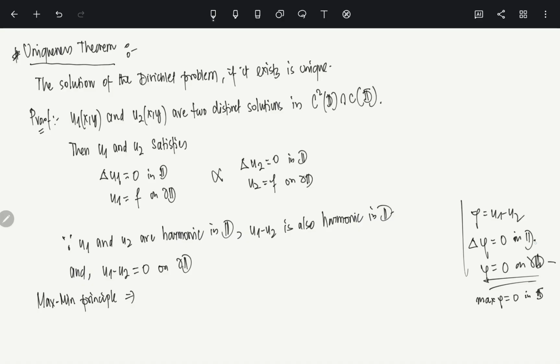D bar is D union the boundary. And again, the minimum principle also says the minimum is attained on the boundary, and since the function is 0 there, the minimum of phi is also going to be 0 in D bar. So the maximum and minimum of phi are always going to be 0. That implies that phi is 0. It means that u1 equals u2 in D bar, which is nothing but D union the boundary of D, and hence the uniqueness. So hence proved.